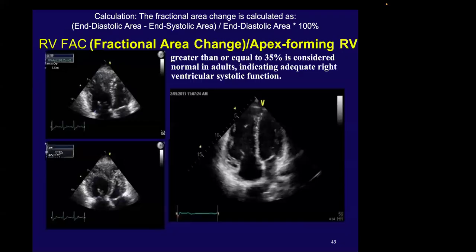RV fractional area change calculation: the area change is calculated as the end diastolic area minus end systolic area, divided by end diastolic area, times 100. Greater than or equal to 35% is considered normal in adults, indicating adequate right ventricular systolic function.